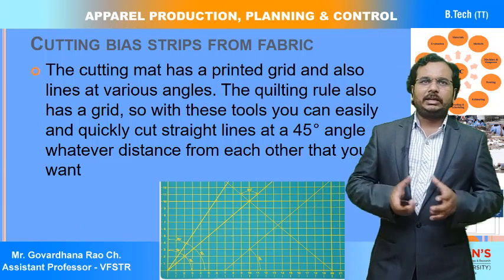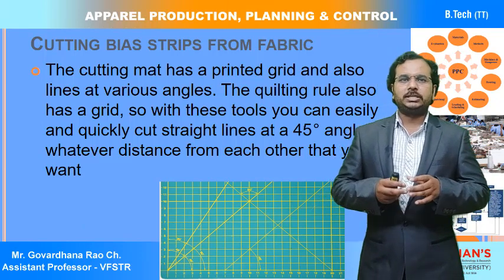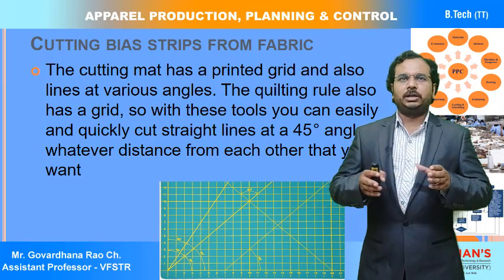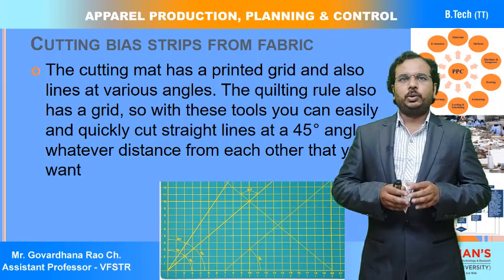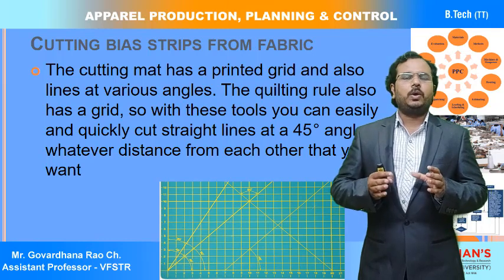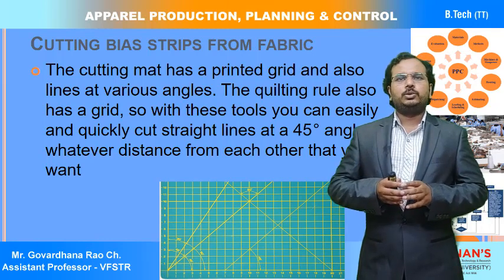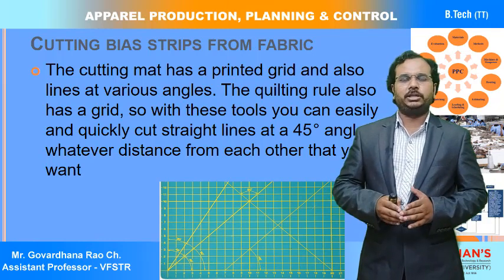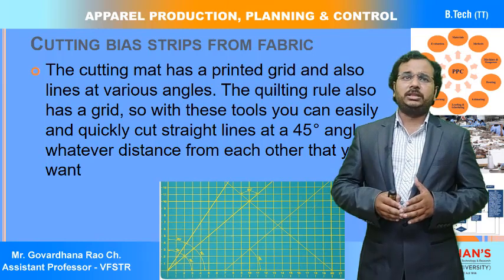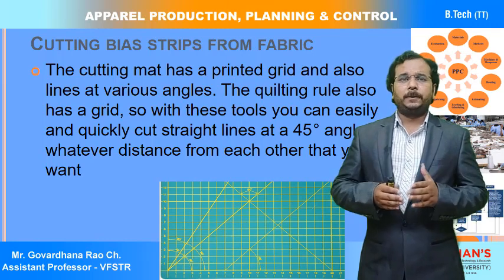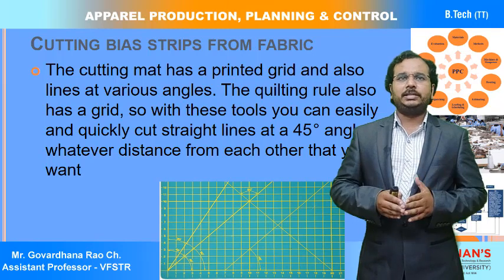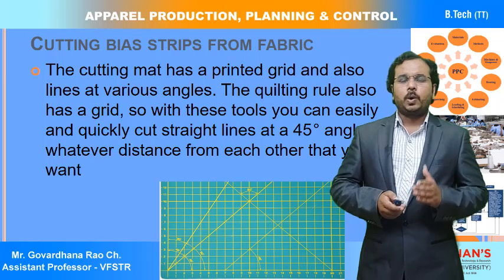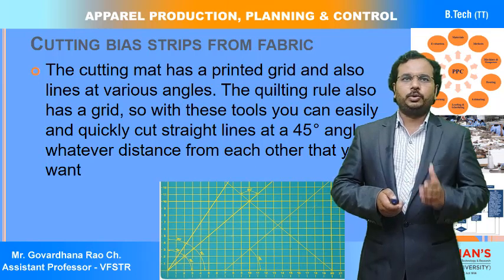And while cutting the stripes, you can see here there is a small mat which has a printed grid, and you can see the angles, whatever angles are required, so you can follow whatever angle you want, like 30 degrees or 45 degrees. Whenever you are preparing the pattern, as per the biased angle, you can select and mark the grain on the pattern you have prepared.